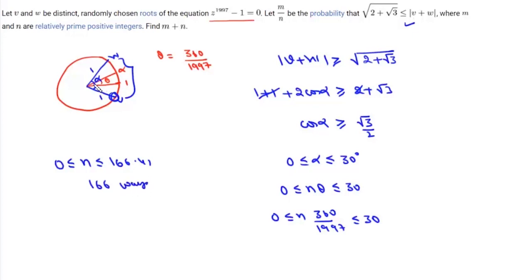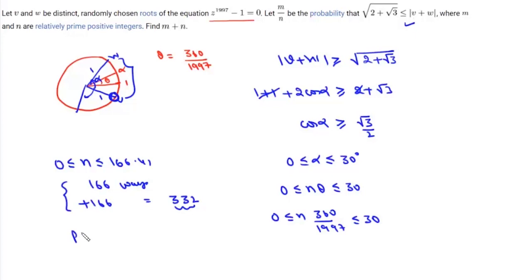Now this angle can be either clockwise or in the anti-clockwise direction. So we have 166 other roots in the other direction. So the total number of favorable ways in which mod of u plus w will be greater than or equal to root 2 plus root 3 is given by 332. So for any root, we have 332 favorable positions.